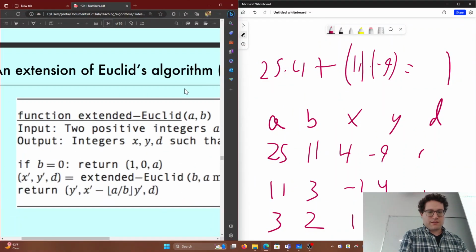Remember, first thing you want to do is set up A, B, X, Y, D across the top.